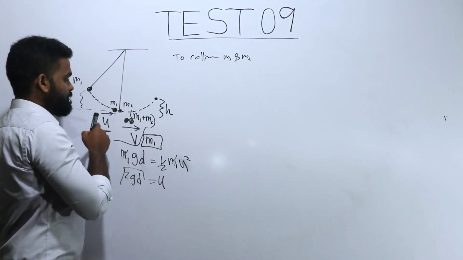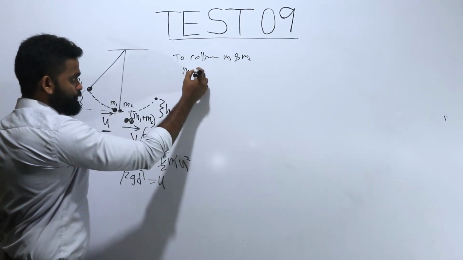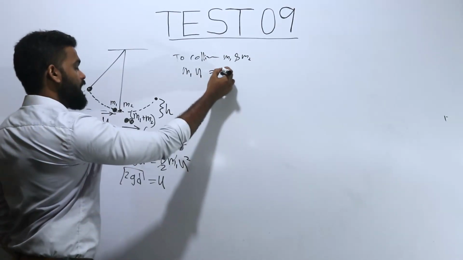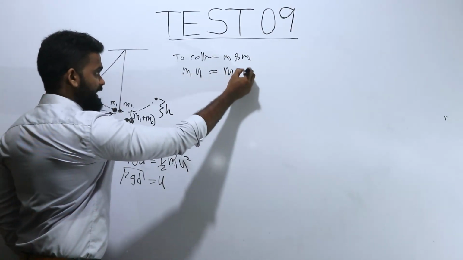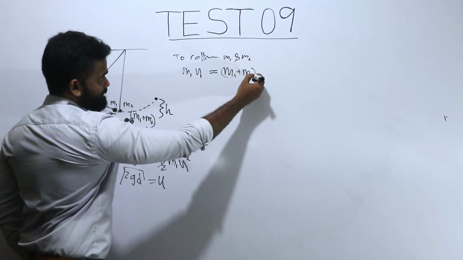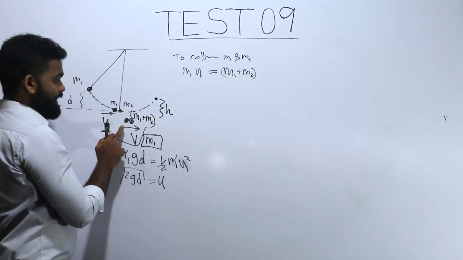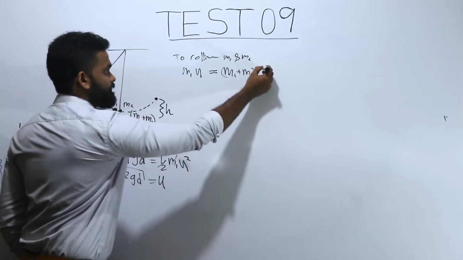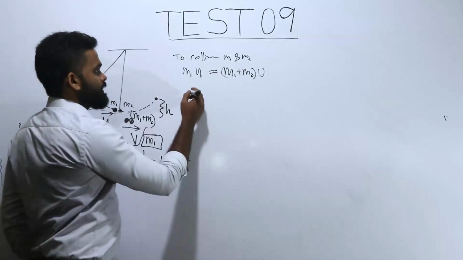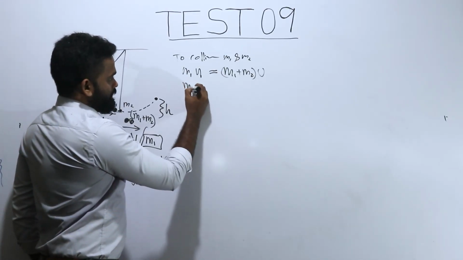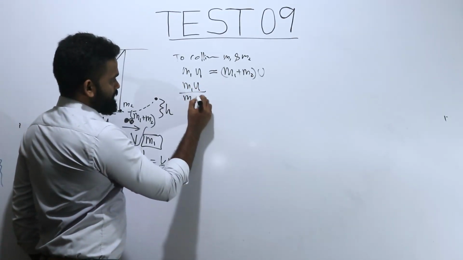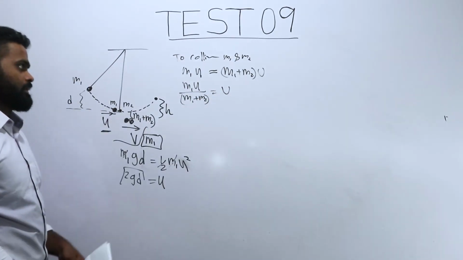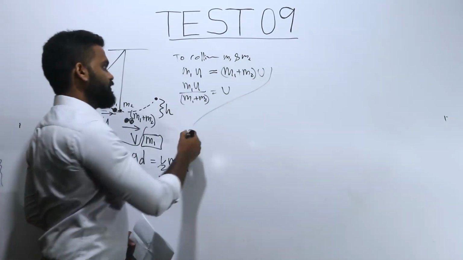Before collision, the momentum is m1u. After collision, they attach together, so the mass is m1 plus m2. Just after collision, it gains a velocity v. So m1u divided by m1 plus m2 is v. Now the collision is over.